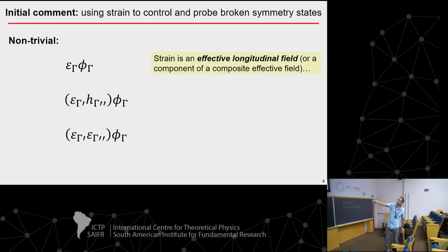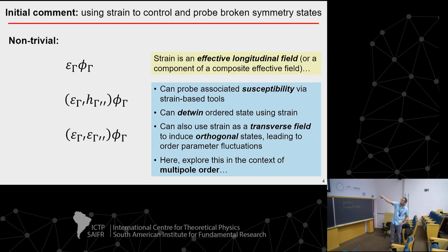So in group theory language, gamma 1 prime direct product with gamma 2 prime is gamma. All right. So in this case, strain is either an effective field or it's part of a composite effective field. And that's why I get sort of excited about these multipoles, that we can hold on to them using something at some level as simple as changing symmetries of crystal lattices. Right. If you want to go a little bit further, it also means you can probe a susceptibility, you can detwin these systems if you have the effective field.